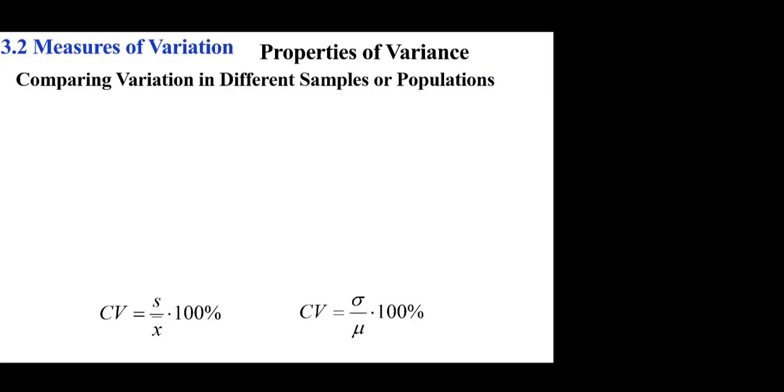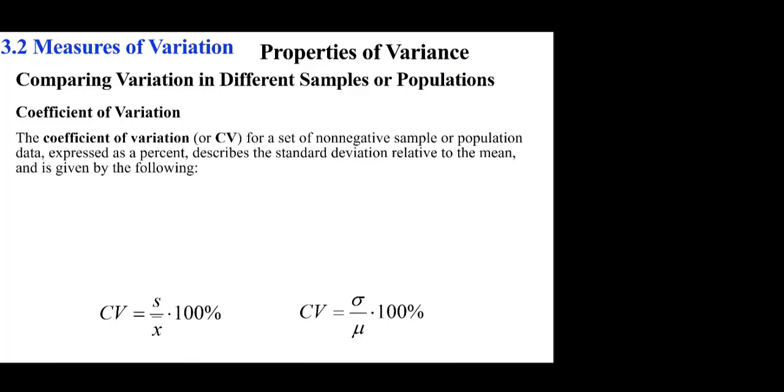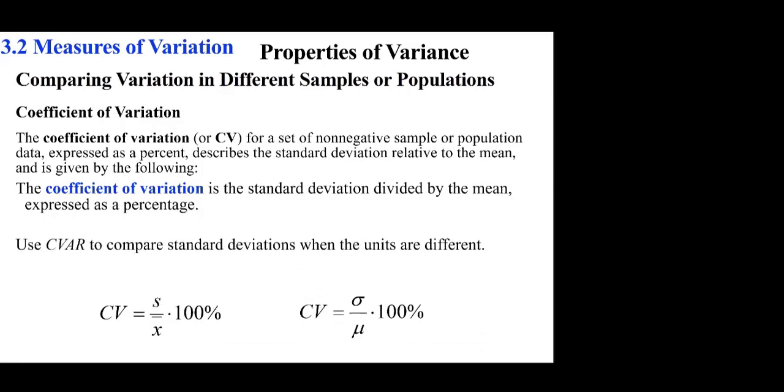They call it CV or CVAR or COV, depending on the text. It is the ratio of the standard deviation to the mean, and then you can change it to a percentage. So the coefficient of variance is defined for a set of non-negative sample or population data, expressed as a percent, and describes the standard deviation relative to the mean. It is given by the following: standard deviation divided by the mean, expressed as a percentage. As I mentioned, CVAR or CV, sometimes COV. The short notation CV is good enough.